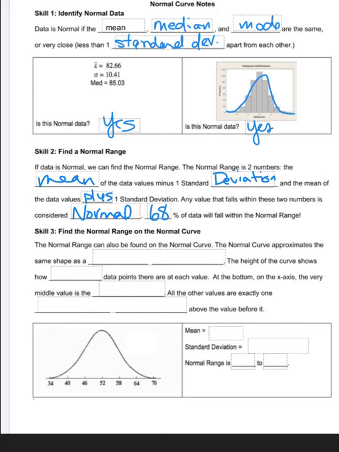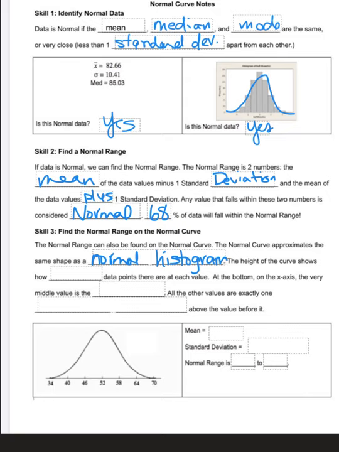Here's our new sort of lesson. The normal range can also be found on the normal curve. Now, the normal curve is just an approximation of the same shape as a normal histogram. So in this blank, you're writing normal histogram. And then I want you to look right back up here where I drew this. So this is how we came up with the normal curve shape.